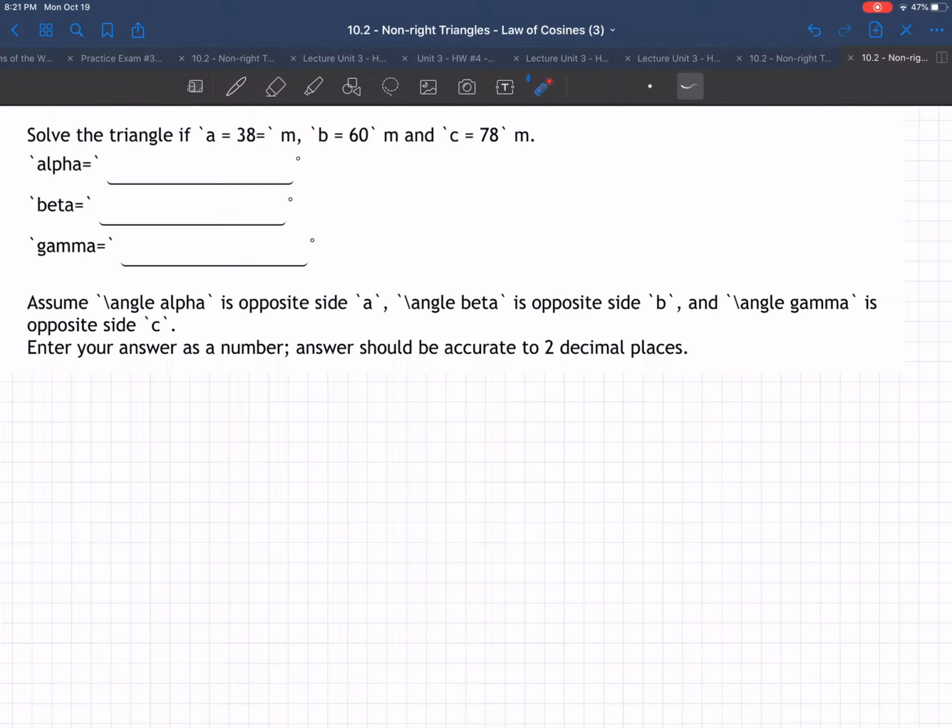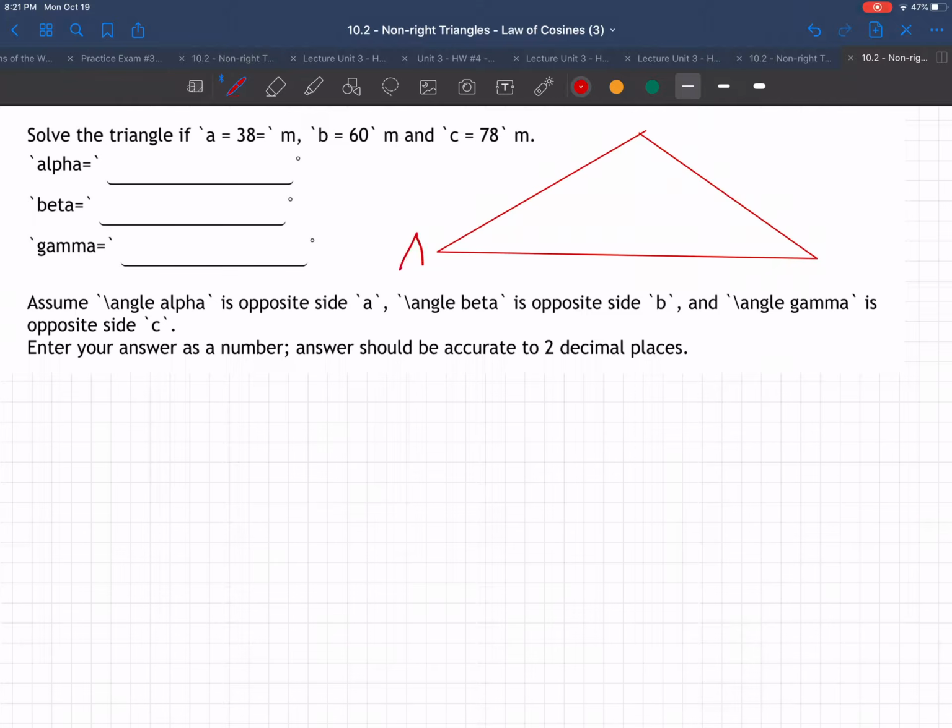Welcome to an example in which we're solving a triangle given all three sides and none of the angles. So let's begin by drawing a picture of what we've got here. That might be too big. Let me make it a little smaller so we can fit everything in. Actually, let me make it wide but not so tall. There we go. All right.